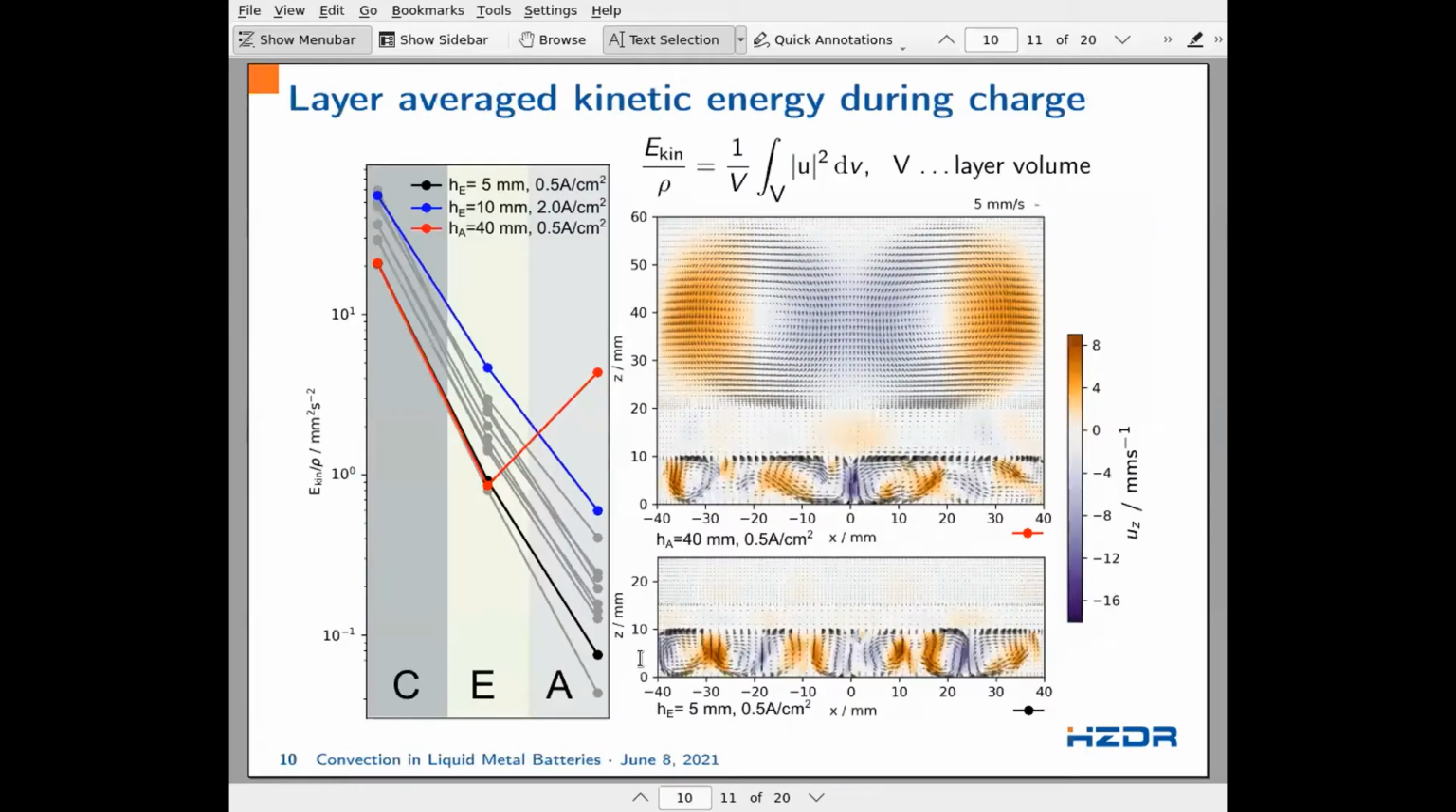When you look at the kinetic energy during charge, we have the solute convection in the cathode. The by far highest kinetic energy is in the cathode, then the electrolyte, and the lowest, as a rule of thumb, in the anode, except the case with an overheight anode. There we also have relatively high kinetic energy, but that's due simply to the larger Rayleigh number due to the height.